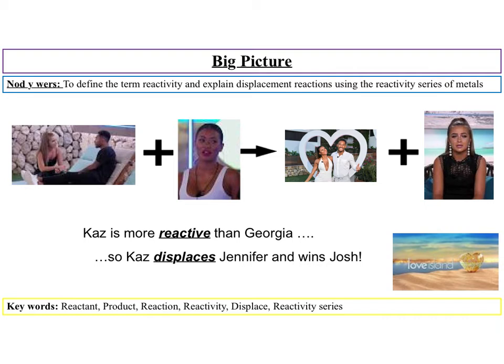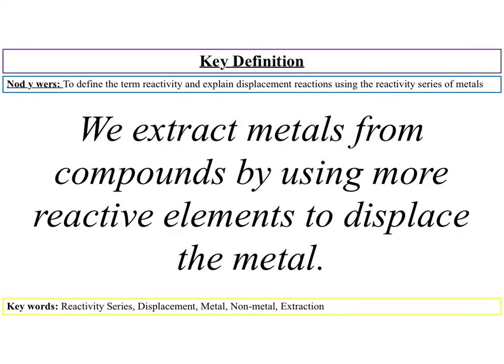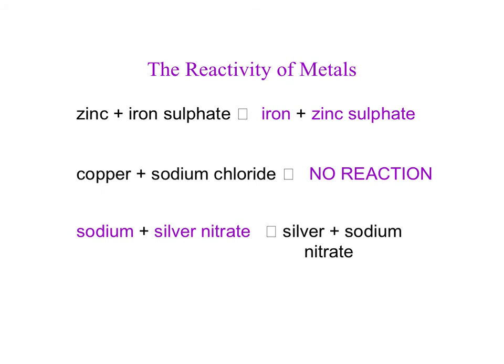We're now going to relate it to elements. So we've done a little bit of a fun bit whereby we relate it to the bigger picture, thinking about relationships, and we're going to relate it to metals. We extract metals from compounds by using more reactive elements to displace the metal. So that's how we extract certain metals. Here are a couple of examples.